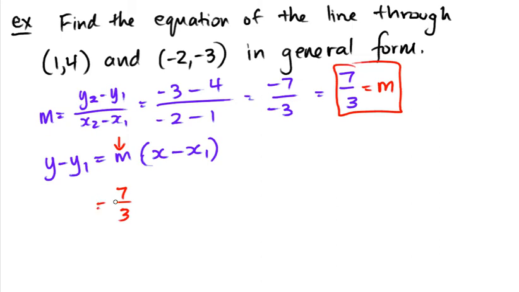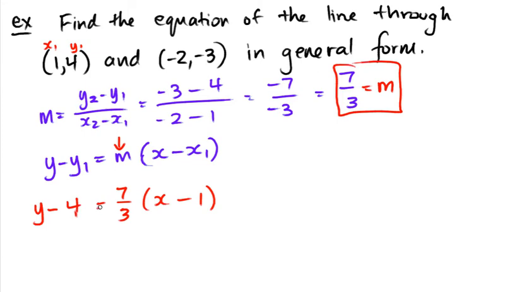It will not make a difference if you use x1, y1 as (1, 4), or if you use negative 2 and negative 3 for your x1 and y1. I would say it's probably easier to use (1, 4) because you don't have the double negatives. So you get y minus, so this will be our y1 and our x1. y minus 4 is equal to 7/3 times (x minus 1).